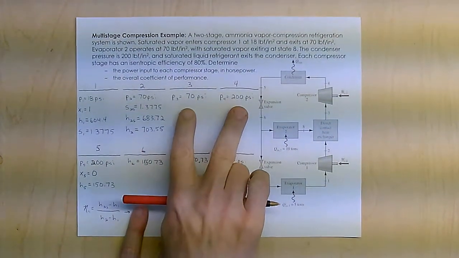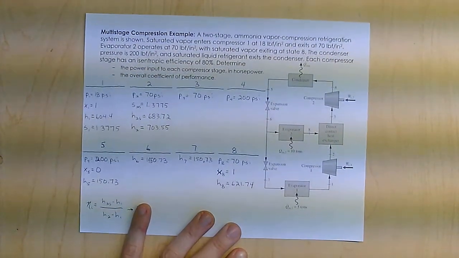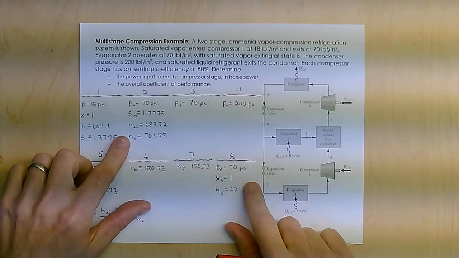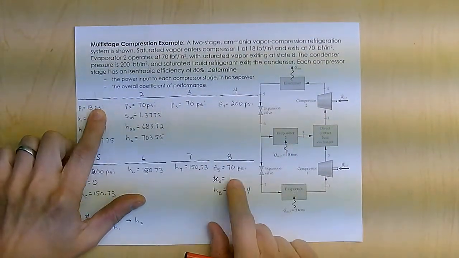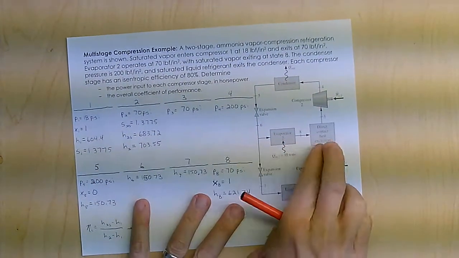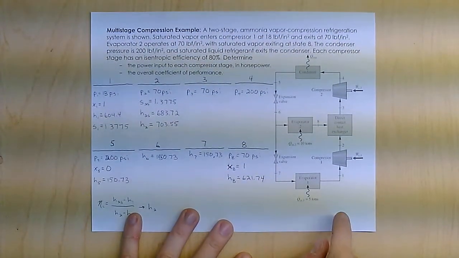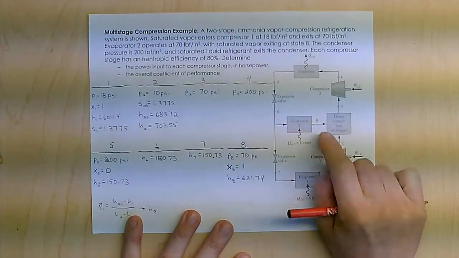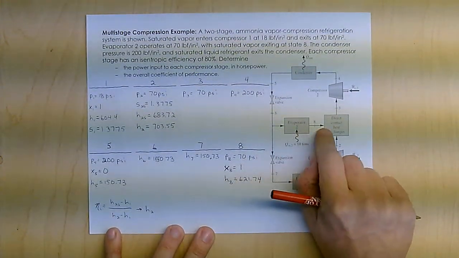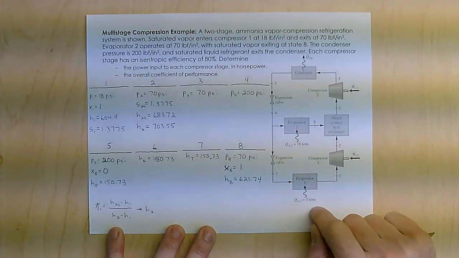Now I'm looking at what's going on at h3. To figure out h3, I know h8 and h2. These are mixing, and they're all at 70 psi. So I figure out how they mix: Q in has to equal Q out, or h in has to equal h out. To do that, first I need to find the mass flow rates. I'll find the mass flow rate through evaporator 1 and through evaporator 2, because I know the heat transfer into those.